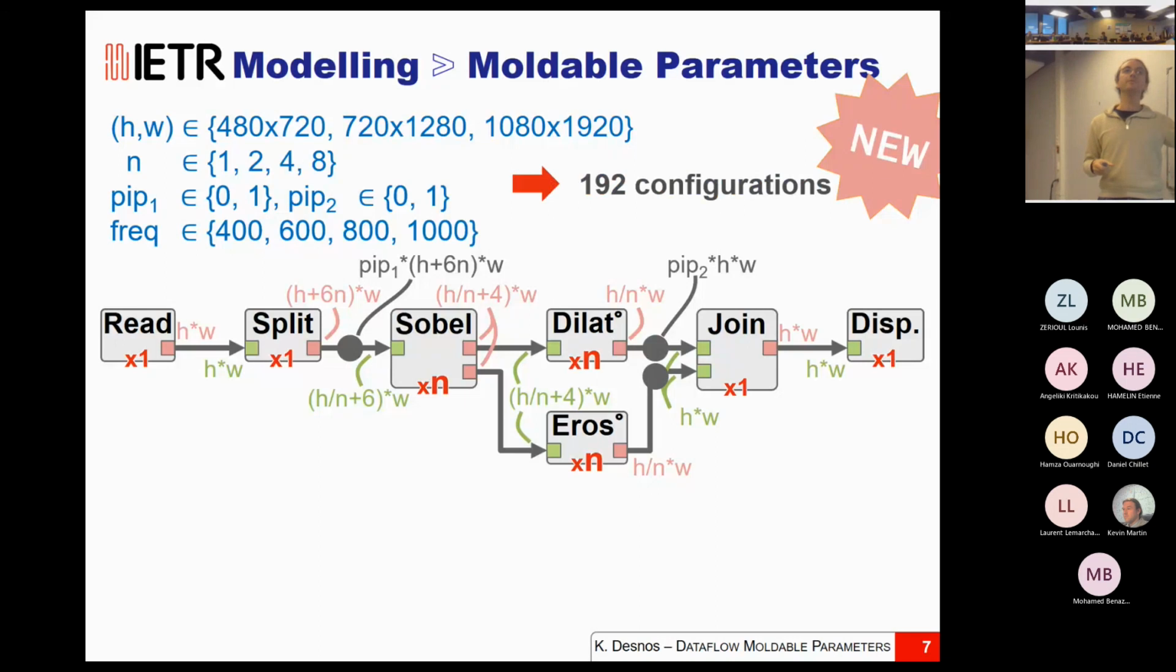And with this very dummy image processing application, and with only 5, 6 parameters, I already have 192 configurations to explore. So I already have a lot of configurations to explore, and exploring them manually would be something a bit tiresome.